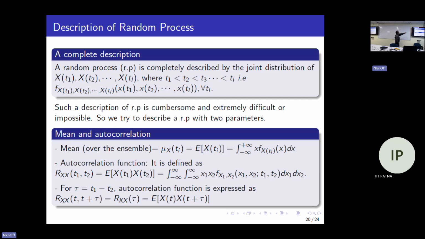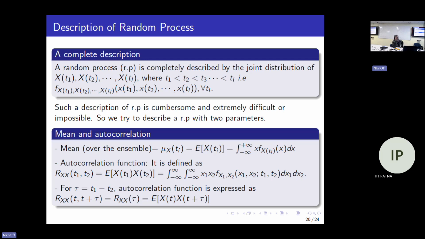So that is the reason it is written f of x(t1), x(t2), up to x(tl). X means over the ensemble. Okay, then it will become the complete description. But it is very difficult to describe completely. Such a description of a random process is cumbersome, extremely difficult, and almost impossible, because with so many times, how will you define a joint distribution? It will become a very large joint PDF, right?